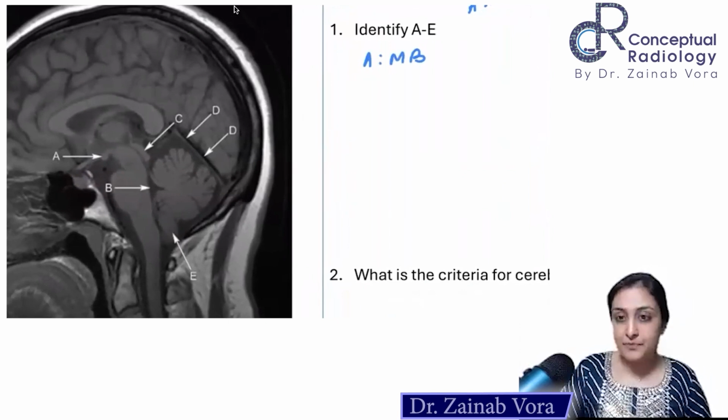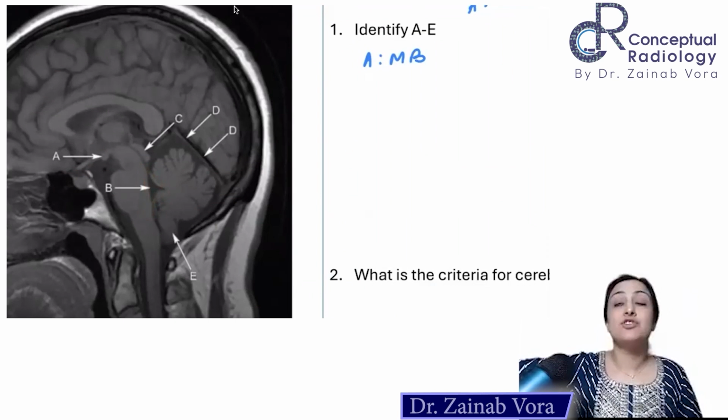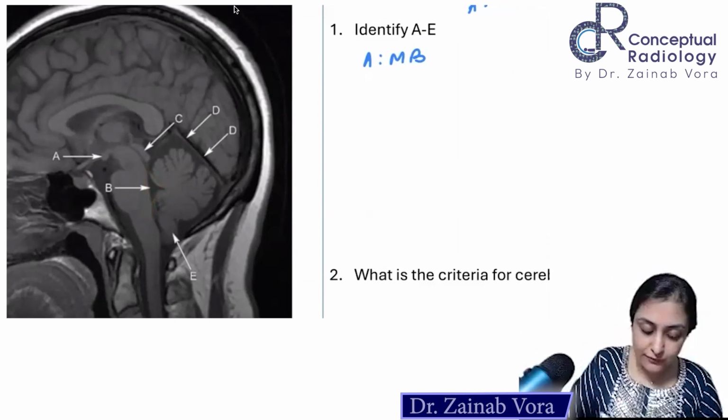What is B? What is B pointing to? So B is the diamond-shaped ventricle here. You know this. This is the fourth ventricle, right? So B here is the fourth ventricle.